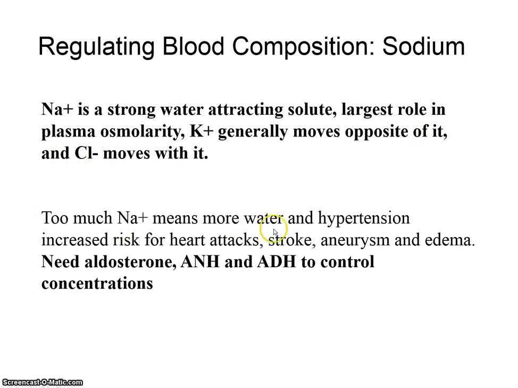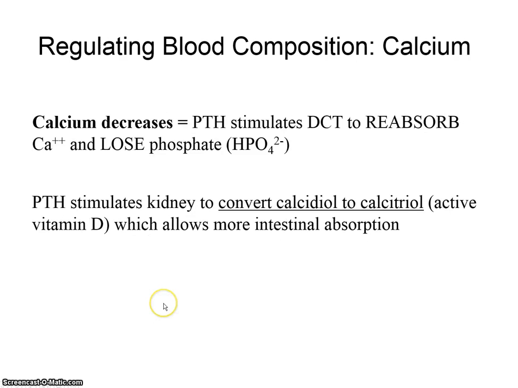Too much sodium means more water and hypertension. And this is why we caution people with high blood pressure about their consumption of sodium, because sodium attracts water, and water means more volume, which means higher pressure. So increased risk of heart attacks, stroke, aneurysm, because the high pressure is pushing against the wall, and edema, because that pressure also influences the exchange in the capillaries. So to regulate this important ion, we need aldosterone, we need the atrial natriuretic hormone, and ADH helps to control concentrations. All right?